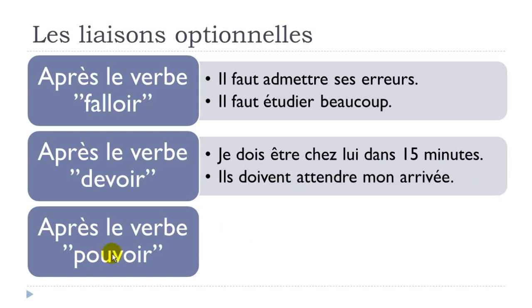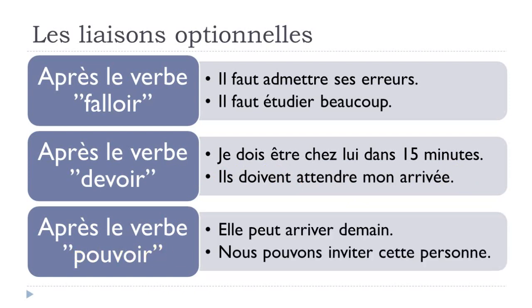Same thing with the verb pouvoir. Elle peut arriver demain. Or then if you want to make the liaison, elle peut arriver demain. Nous pouvons inviter cette personne. Or if you want to make the liaison, nous pouvons inviter cette personne.